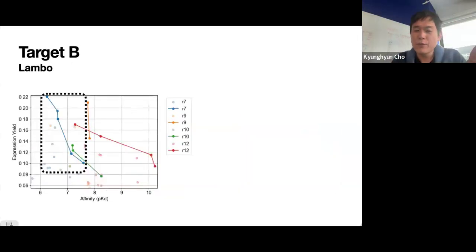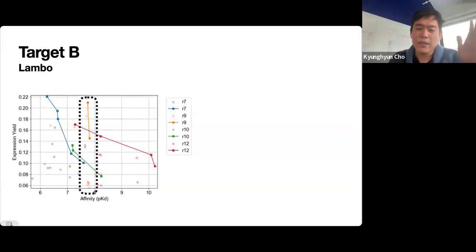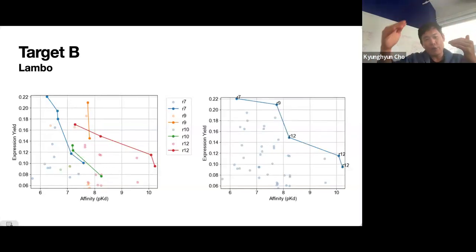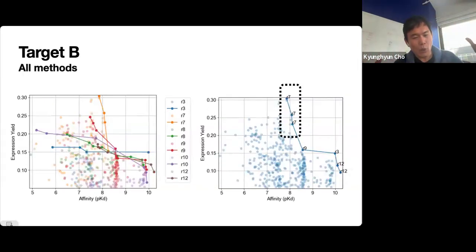Same thing, Lambo. In the first round, it found a bunch of high expressing to low expressing antibodies, but they were not really good binders. In the next round, it realized that it could actually improve the binding a bit at the cost of the expression. Based on all those things, in the next few rounds, it figured out that by sacrificing expression further, it could design much better binders, again covering the entire frontier as well as we can imagine. And if I look at all the other methods together with Lambo as well, what we see is that in round 7, we were covering the high expression, moderate binding region of the space.